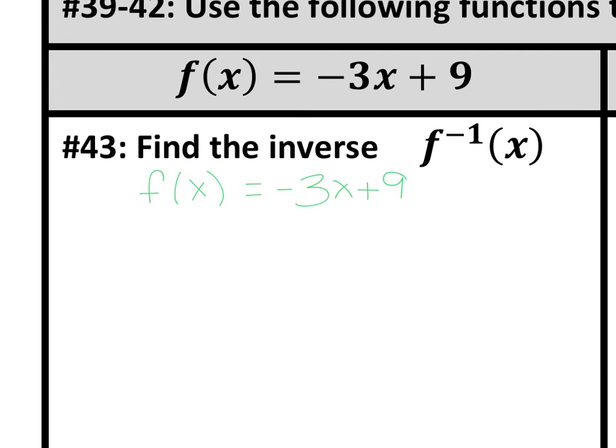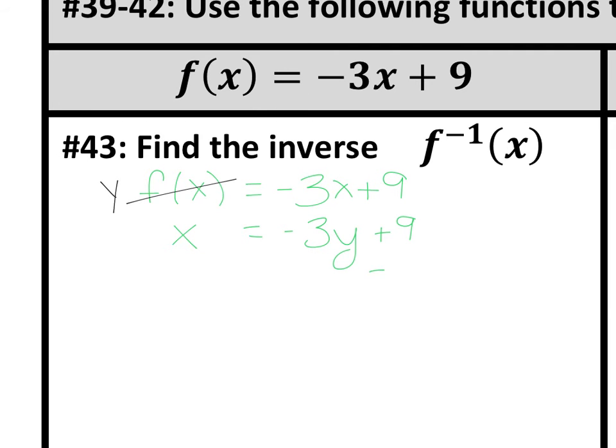Okay. We have talked about how f of x is the same thing as y. Step 1, we switch the x's and the y's with each other. So it's going to say x equals negative 3y plus 9. And then our job is to solve for y.